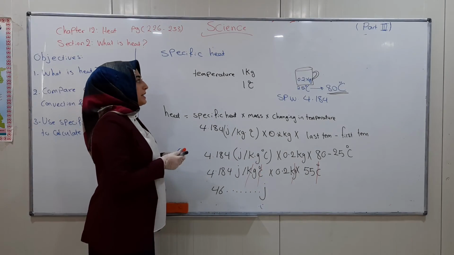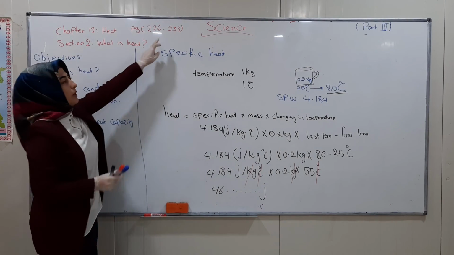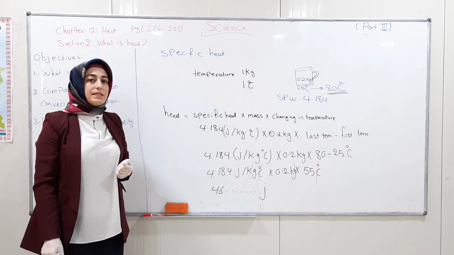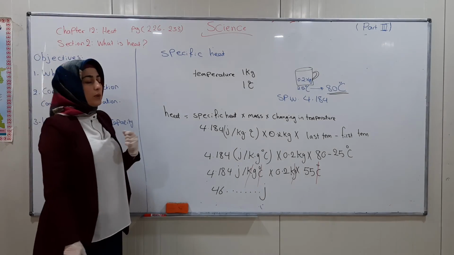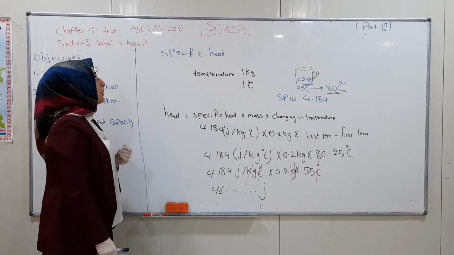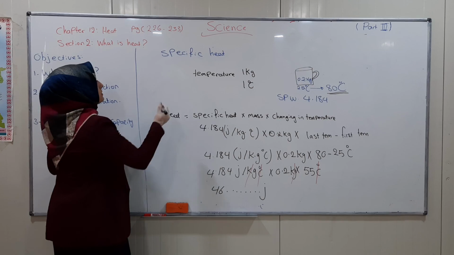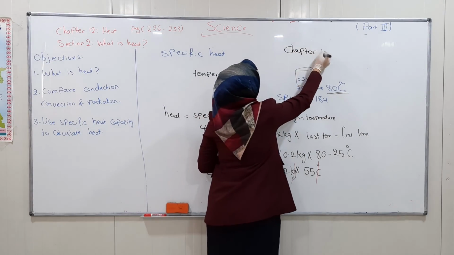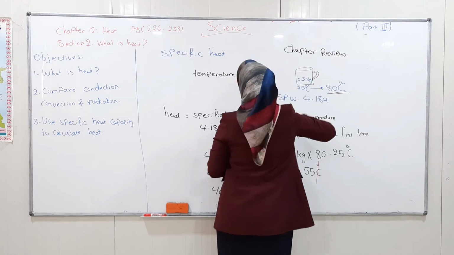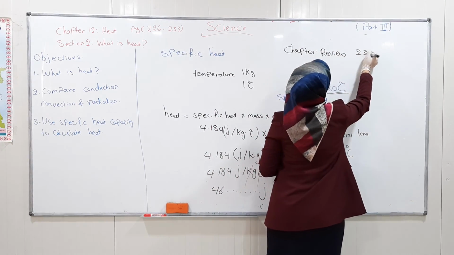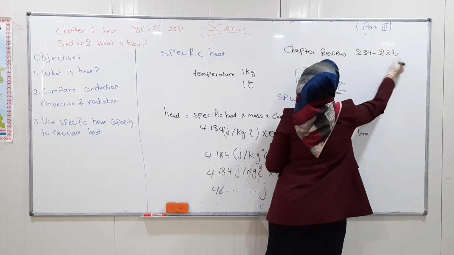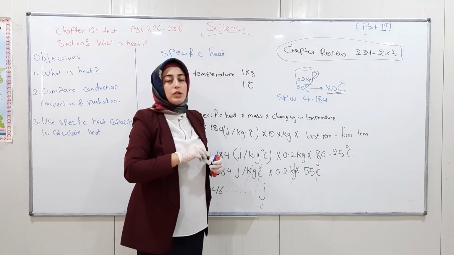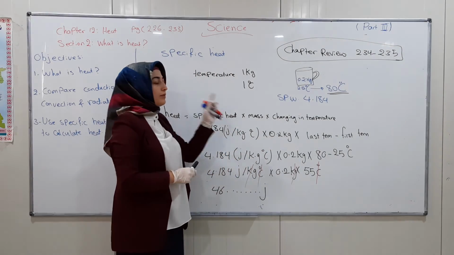And we have a section review, which is page 233. You have to read the summary of this section, and please solve all the questions inside the section review on page 233, and the chapter review, which is pages 234 and 235. It's your homework, and please read and answer all the questions inside the section review and chapter review.